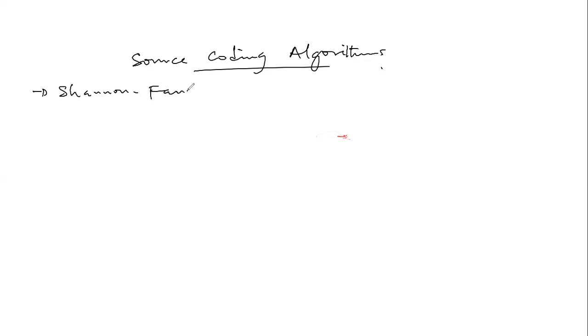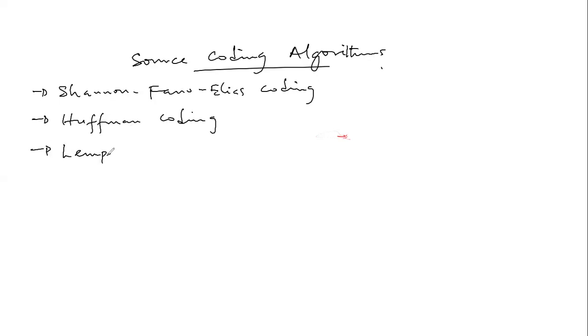So let's talk about some of the source coding algorithms. We have a number of them, the Huffman coding, which is popular, and some other coding techniques that seem to be more reliable. But I'll just make a list here. We have the Shannon-Fano-Elias coding algorithm. We have the Huffman coding algorithm. Then we have the Lempel-Ziv.